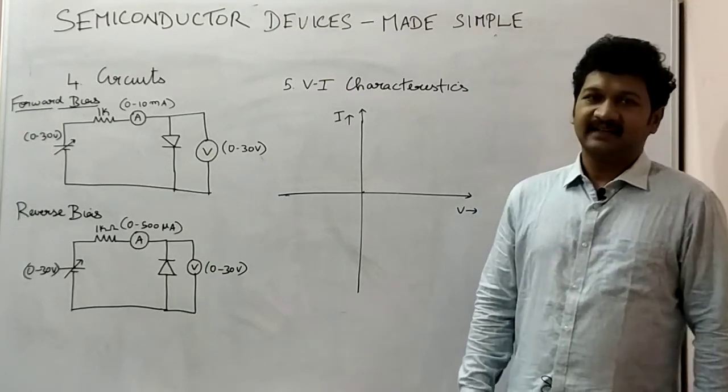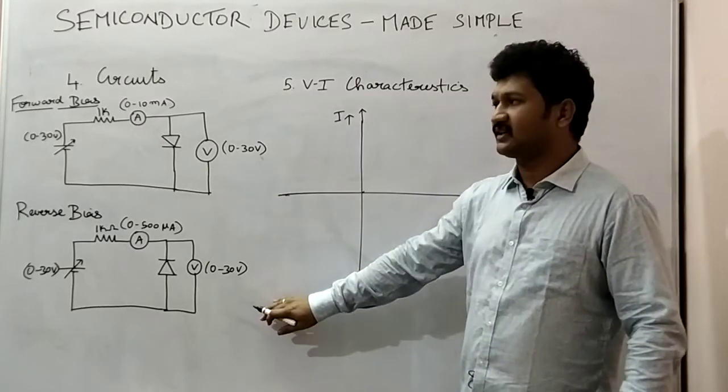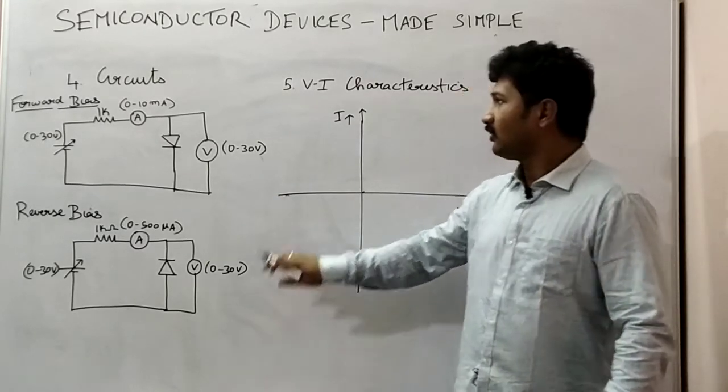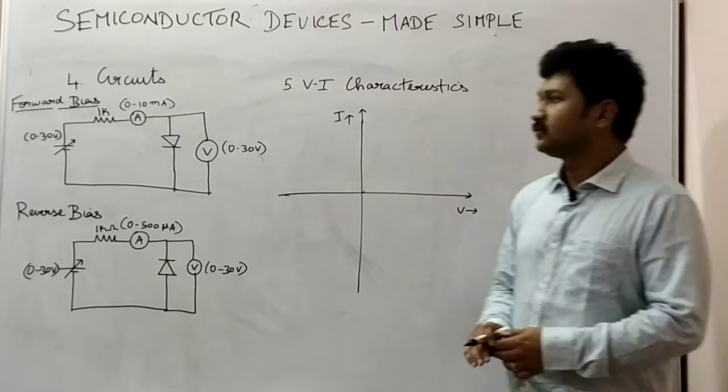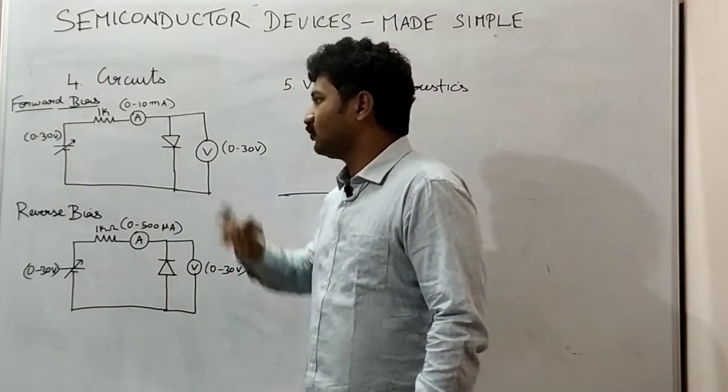Welcome to my channel. In this lecture we are going to discuss the forward bias and reverse bias circuits of the PN junction diode along with the VI characteristics. So let's first discuss the forward bias characteristics, the forward bias circuit.